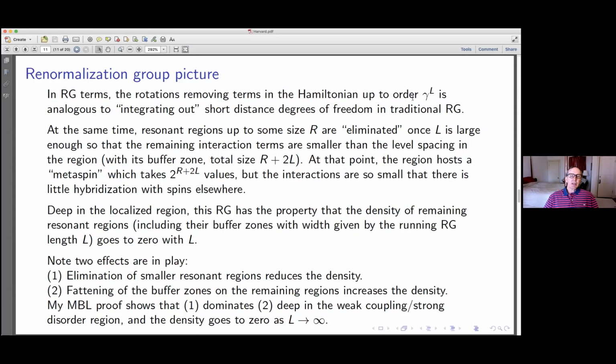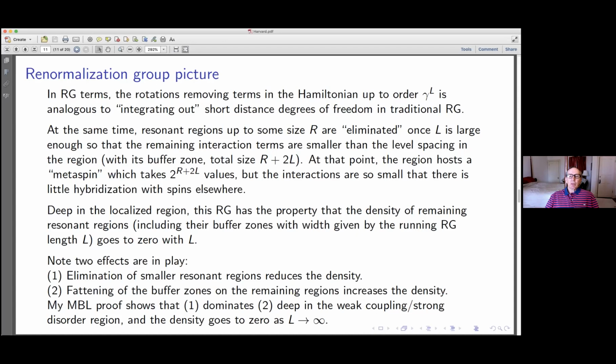Because what happens is that after these rotations, the remaining terms of the Hamiltonian end up flowing. They get smaller and smaller under this RG. At the same time, we need to deal with these resonant regions. So up to some size R, they're eliminated.